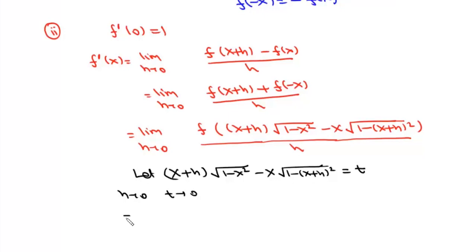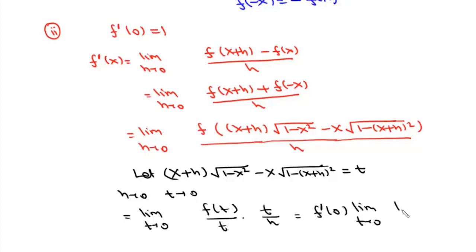Now we can write this as this limit t tends to 0, and this is f(t). Now we'll multiply and divide with t also. So it'll be this f(t) upon t and then t upon h. Now f(t) upon t is basically f dash 0. So we can write this as f dash 0 into this limit t tends to 0 and then t by h. And the question says f dash 0 is 1. So we'll put this as 1 and we'll again put back this value of t.